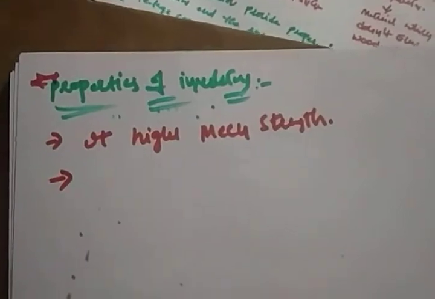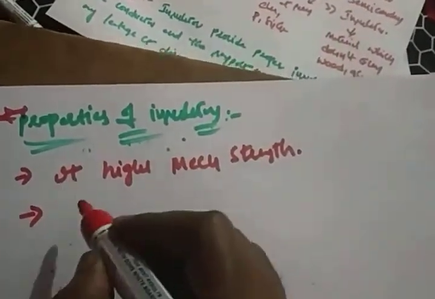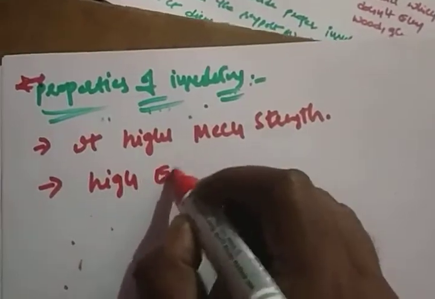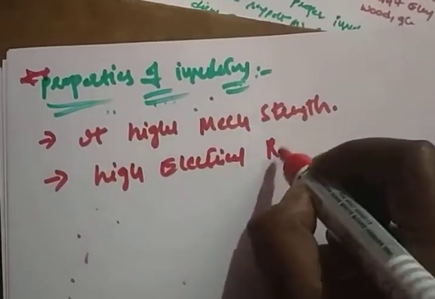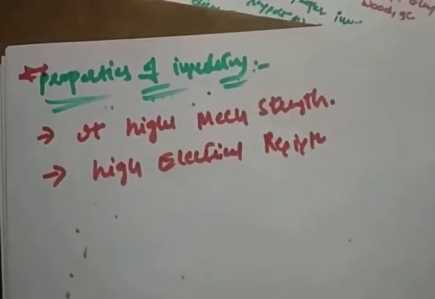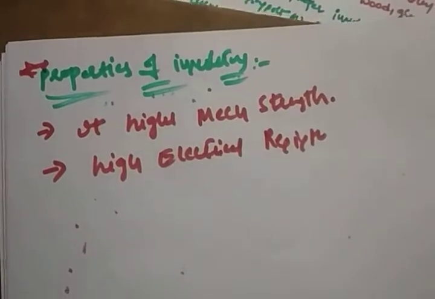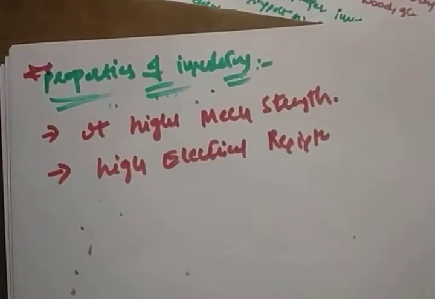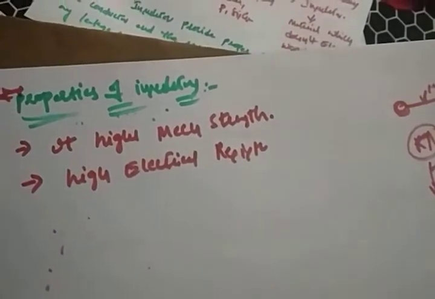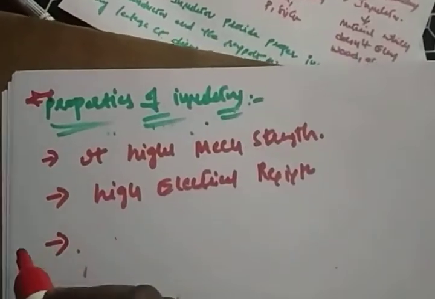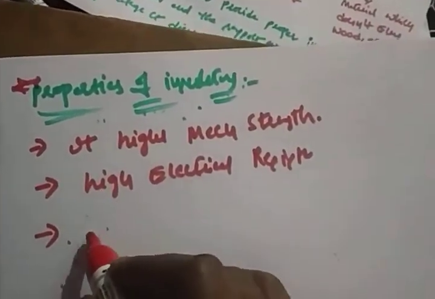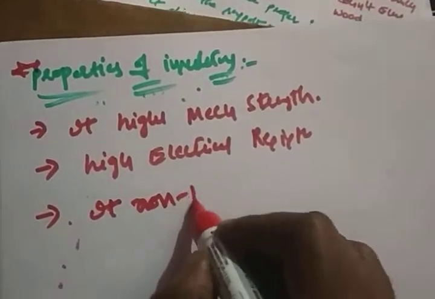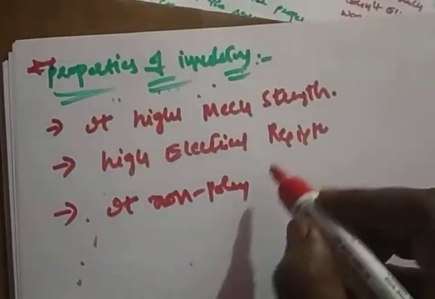And the second property is high electrical resistance. If the resistance is high, what about the current? It will reduce the current to almost zero. If I is equal to V by R, and R is very high, the current is very less. That means zero current will flow. So almost infinite resistance, that means high resistance will be provided. After that, it should be non-porous. That means non-breakable. Right?